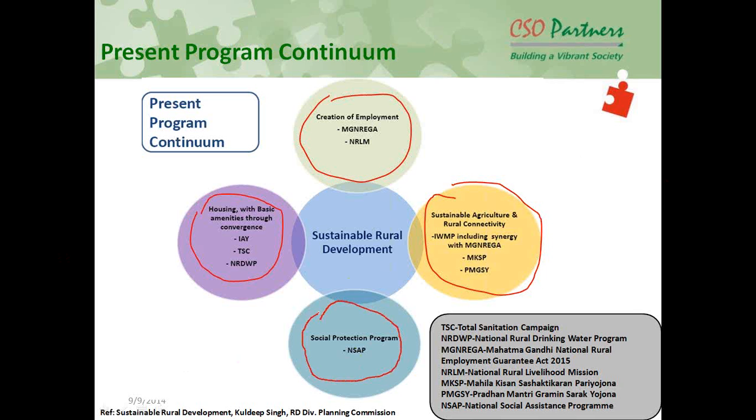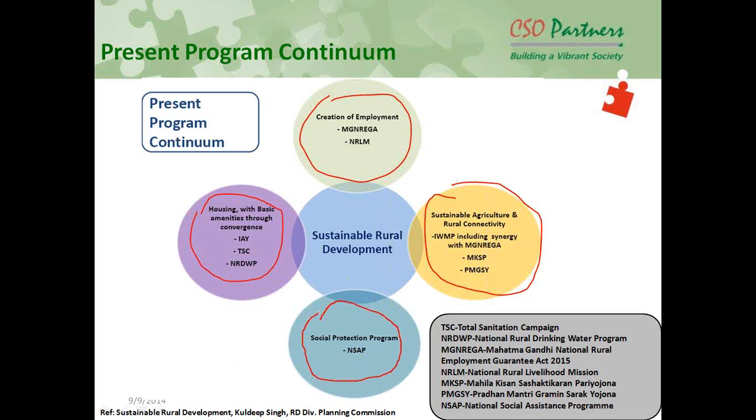So if you see the government programs, the way they are arranged, employment, housing, sustainable agriculture, rural connectivity, social protection program, all encompassing, they think there would be sustainable rural development. Now, in the last 11th Five-Year Plan, if you look at the expenditure pattern of different livelihood, rural development or urban development programs, the largest amount of money the government has spent is on NREGA, the Mahatma Gandhi National Rural Employment Guarantee Act.